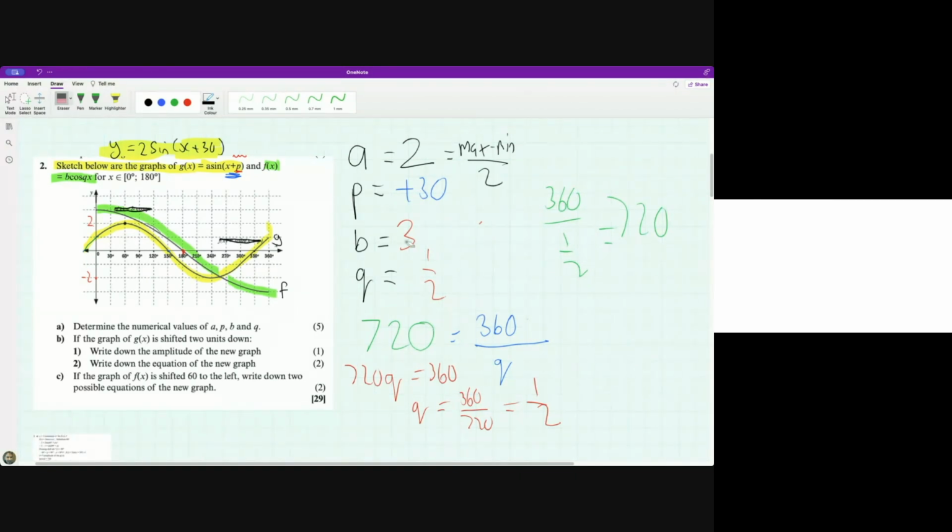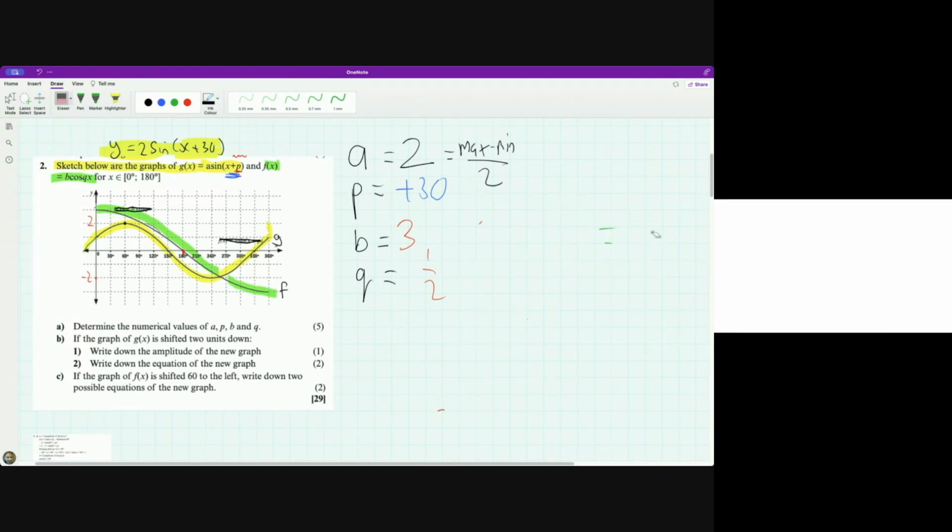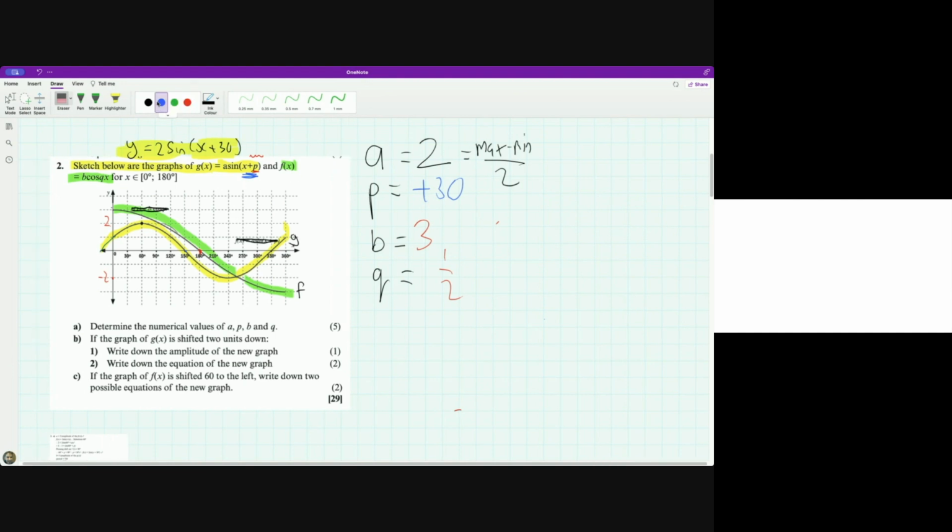Okay. So next part of the question, we're just going to do this one and then we will move on. So you've got A, P, B, and Q. Let me write out what the equation of the green one is. It will be y equals 3 cos a half x. So we have got the yellow graph and we've also got our green graph. And this was the function f and this was the function g.